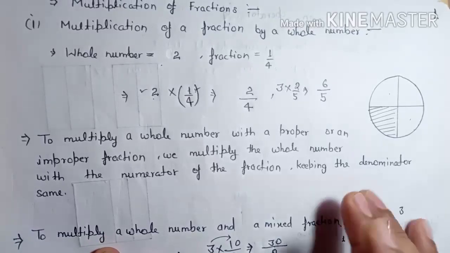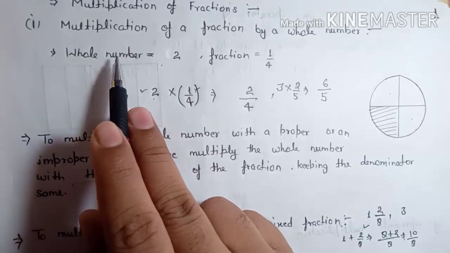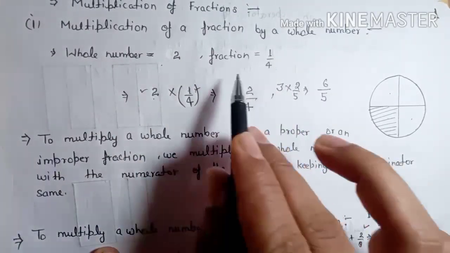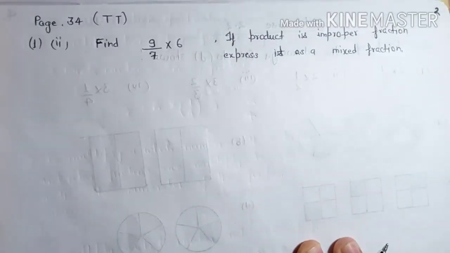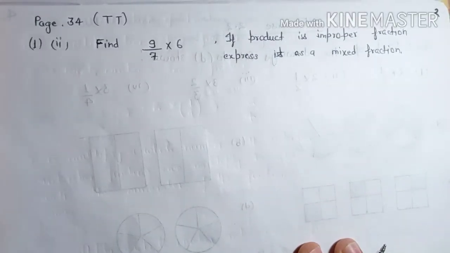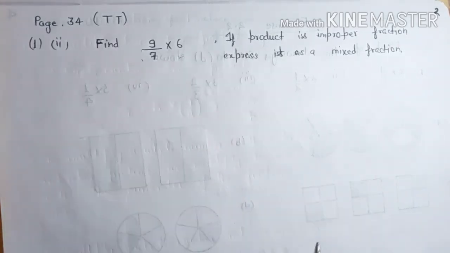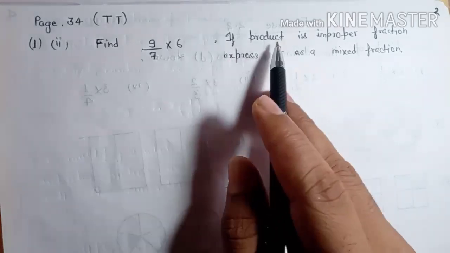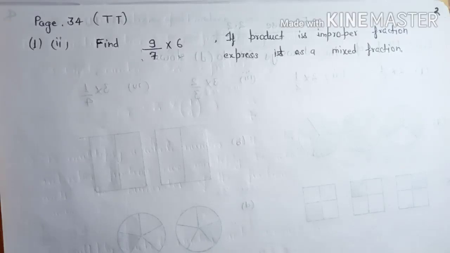So what we do? If we have to multiply a whole number and a fraction, then we multiply the whole number and the numerator, keeping the denominator the same. Okay, so on page number 34 there is an exercise. Try this. The second part of the first question is find 9 upon 7 into 6. It means we have to multiply a fraction and a whole number. If the product is an improper fraction, express it as a mixed fraction. So first we will multiply this.